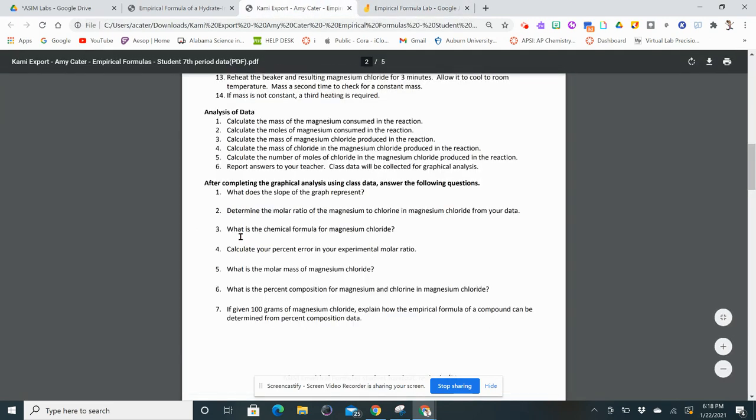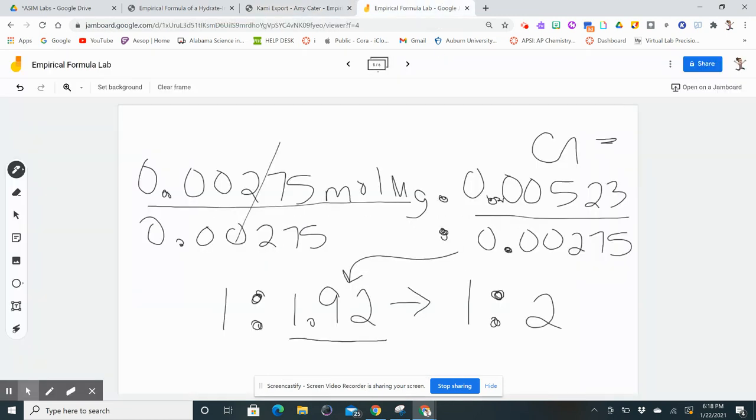So that's number 2. What is the chemical formula for magnesium chloride? Based on this ratio, we have 1 magnesium and 2 chlorines. So it should be MgCl2.